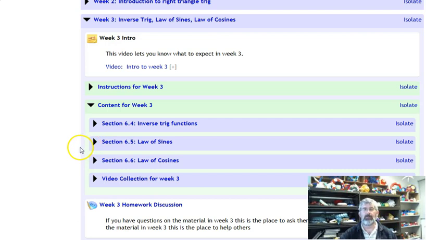Particularly sections 6.5 and 6.6 students find a little bit easier, but 6.4 is about inverse trig functions. We've done a little bit with inverse trig functions, but we're going to look more at the algebraic properties of them this week. And then we get to section 6.5 and 6.6, the law of sines and then the law of cosines. Each of these is going to allow us to work with triangles that are not right triangles.